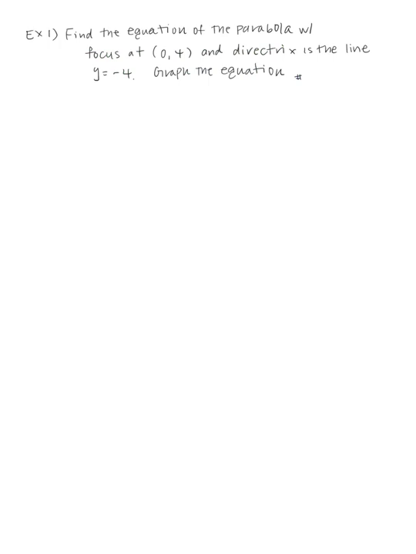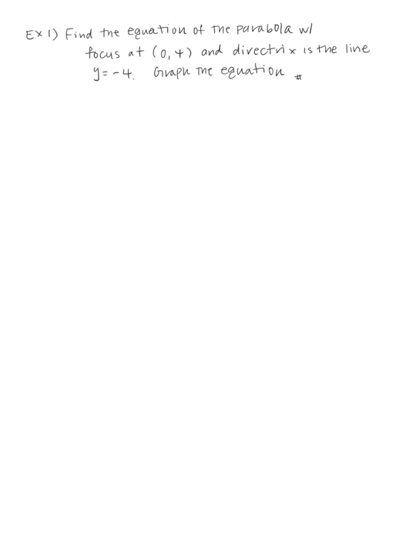Okay, example 1: find the equation of the parabola with focus at (0, 4) and directrix the line y equals -4. Graph the equation. To find the equation, I usually draw the picture first just to get an idea of which way the parabola is going to be opening. Because if you know it's going to be opening upward, then you know for sure that you're going to have to take equation number 3, and so forth.